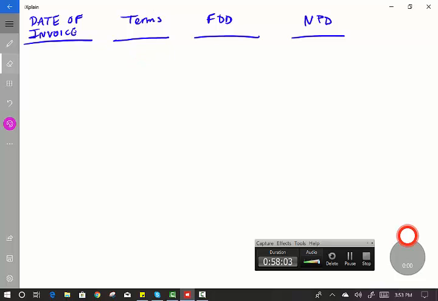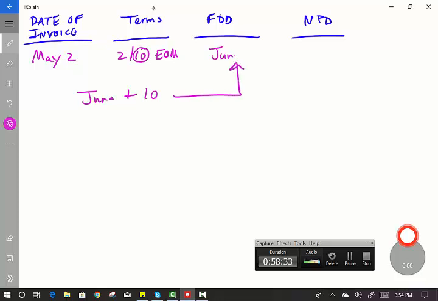So April the 9th is your net payment date. Okay, then May 2 is the date of this invoice, and it is a 2% discount if taken within 10 days, EOM or Proximo, which is end of the month. And since this is May the 2nd, I'm just going to go to the next month of June, add the number of days in the terms of 10, and that will equal June the 10th, which is your final discount date. Okay, June the 10th plus 20 additional days equals June 30th for the net payment date.